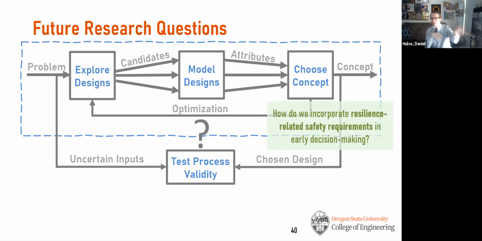So in the first piece, we had this idea of choosing concepts based off of the expected cost of risk. Of course, often in design, we also have to consider external requirements that are given to us from regulators, from people who are interested in safety. And so a question for this work is, when we're using a cost framework like this, how do we also incorporate these safety related requirements in our decision making?